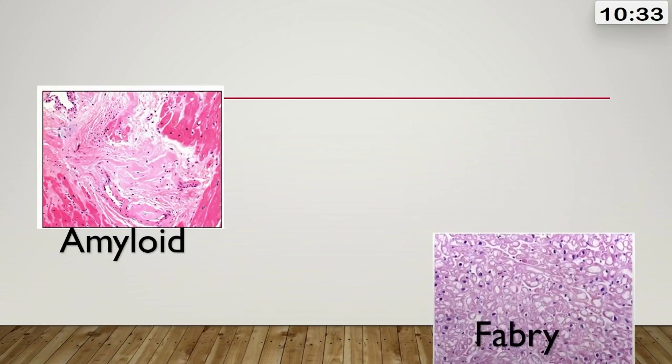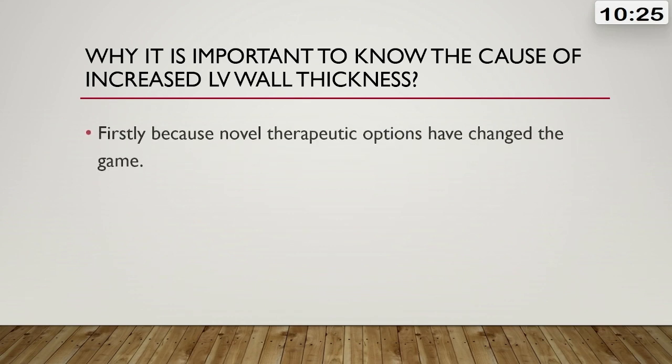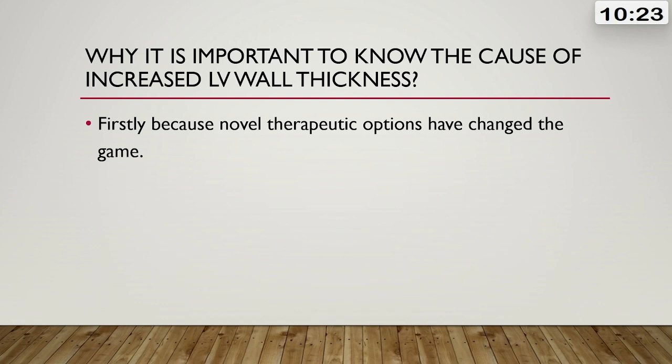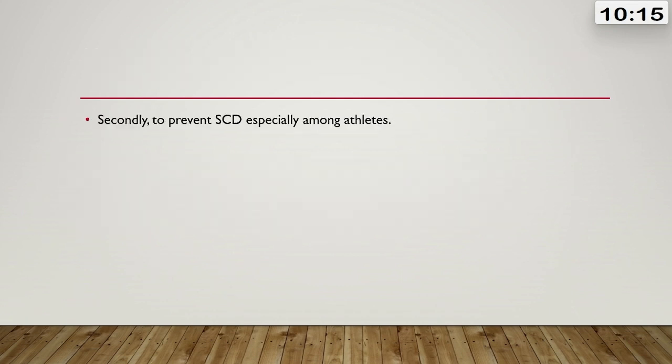So, thickened LV walls, but I want to know what is inside. This is the most important. What is inside these LV walls? And why is it important? Is it just academic talk? Of course not, because novel therapeutic options really have changed the game. I'm not going to mention them because this will be covered in the next talk. Secondly, to prevent sudden cardiac death, especially among athletes.